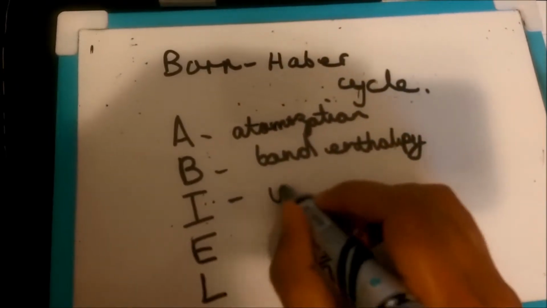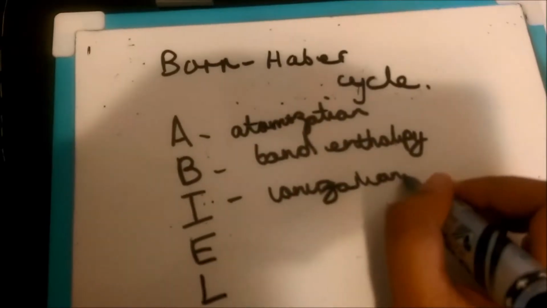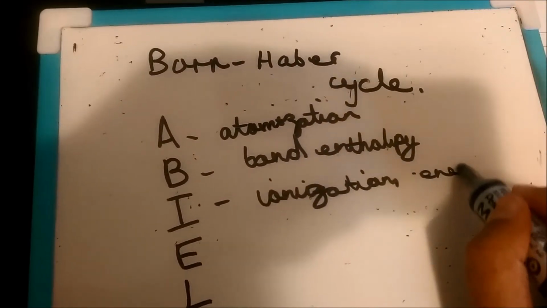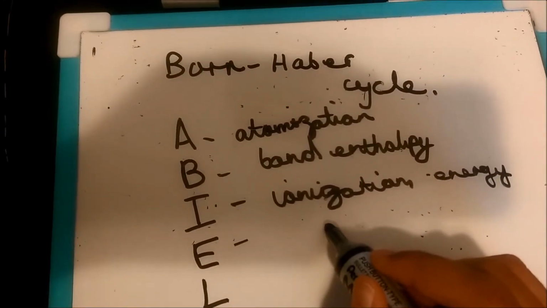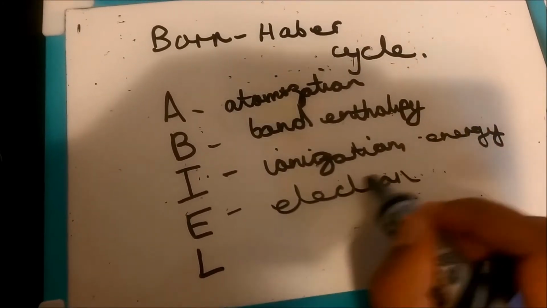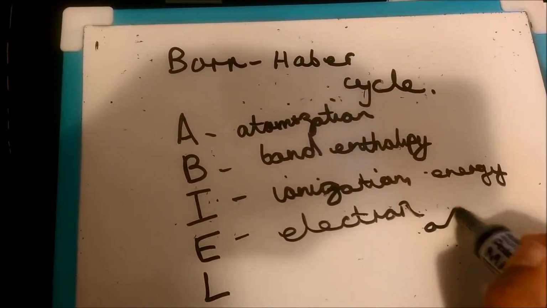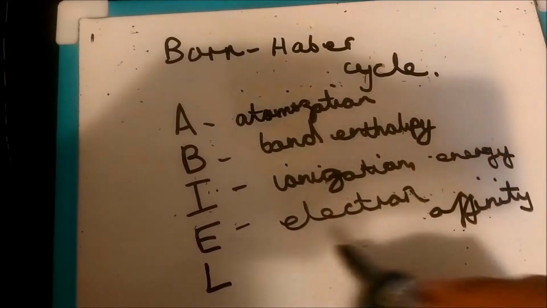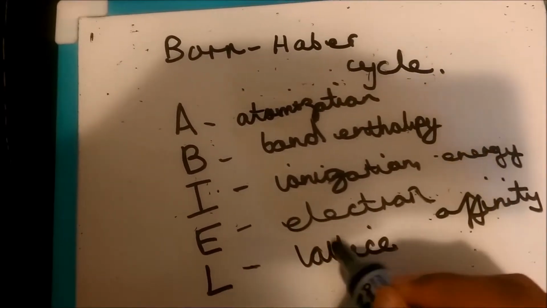I is the ionization energy. E is the electron affinity. I have included the definition for each of these key terms, and I think you'll find it really helpful to memorize them. And L stands for the lattice enthalpy, which is what we are trying to find.